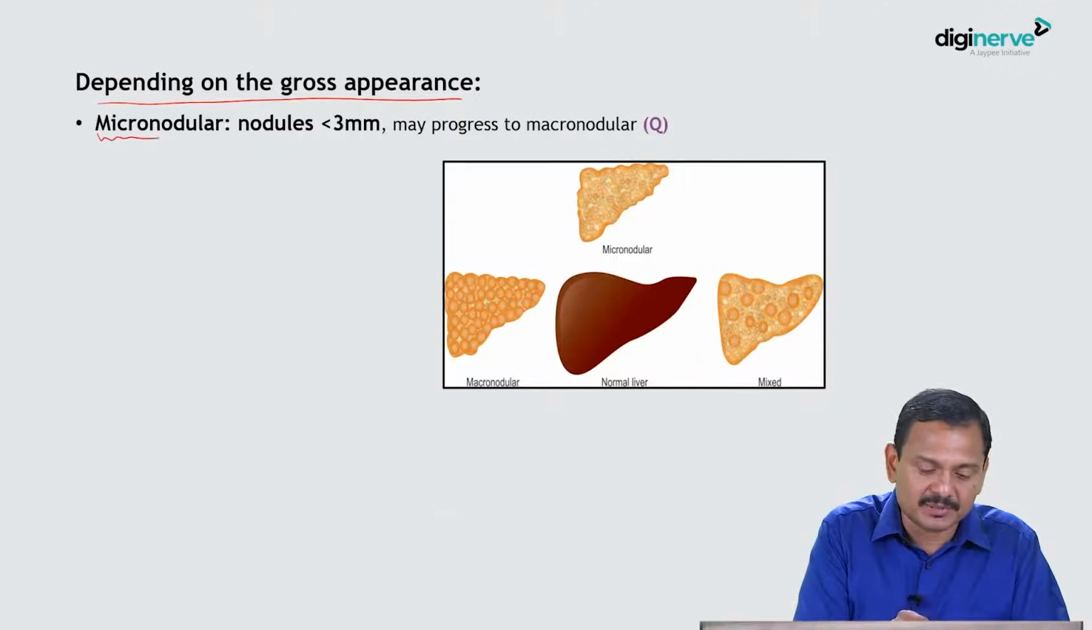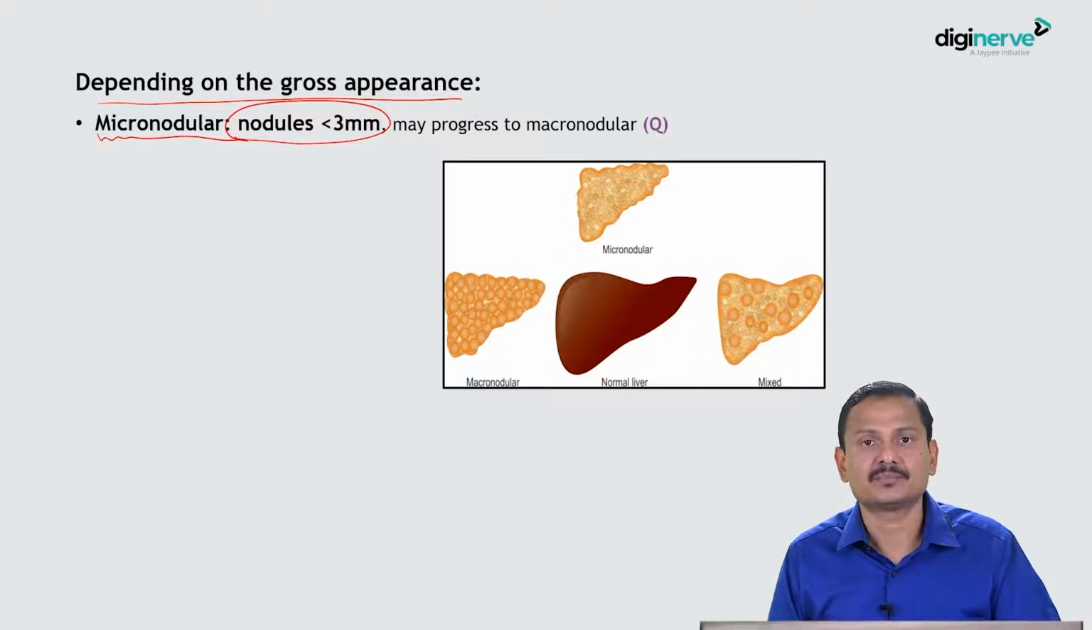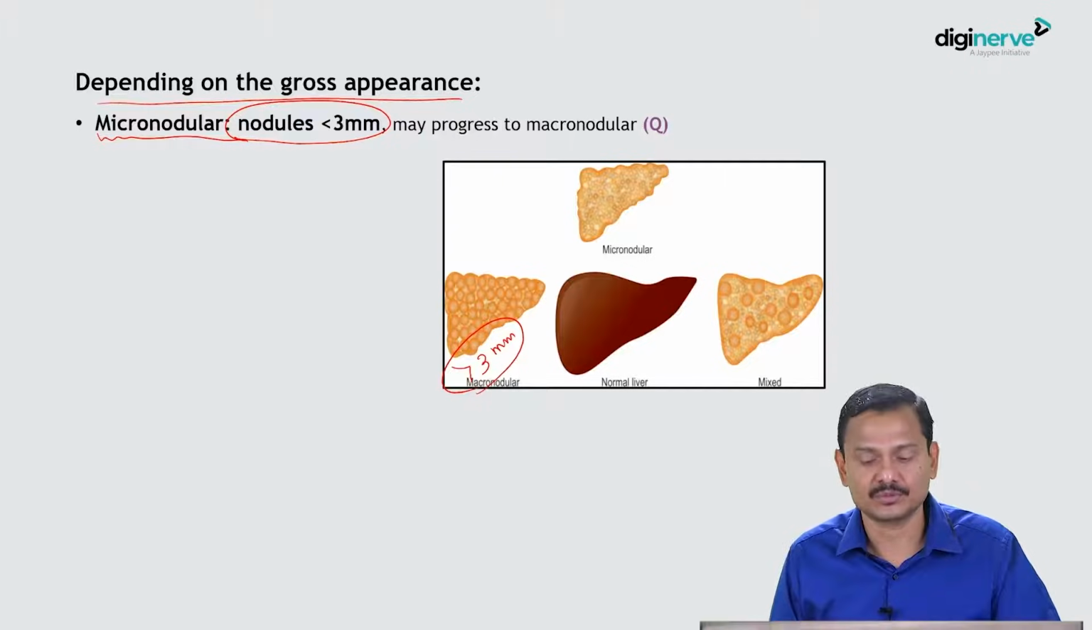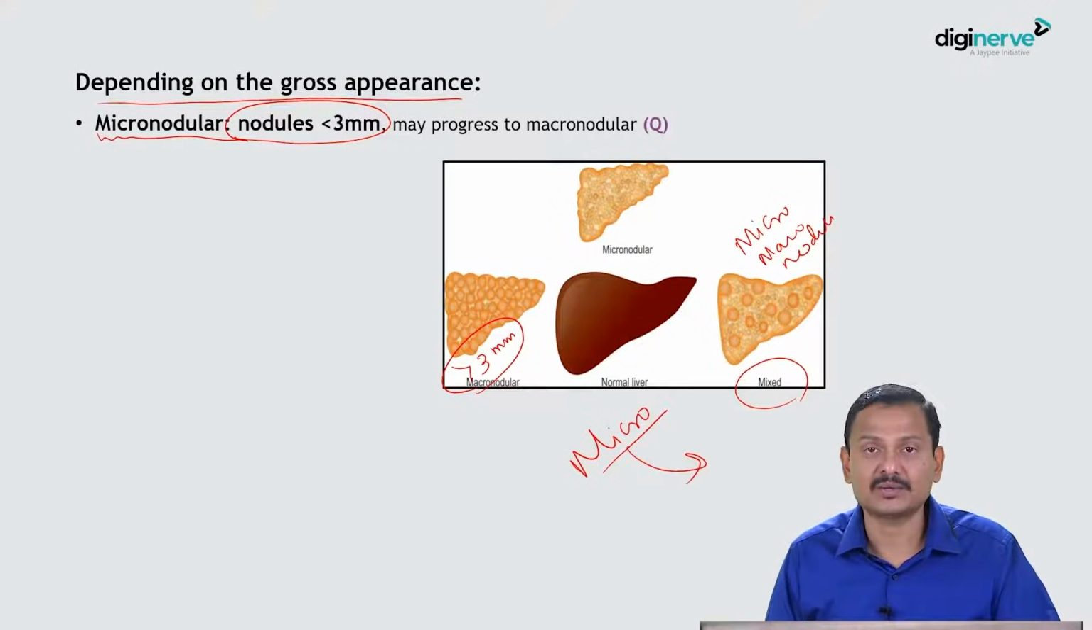Depending on the gross appearance, that was based on etiology, this is based on gross appearance. The liver can be micronodular cirrhosis, where the nodules are less than 3 millimeter. And then there can be a macronodular cirrhosis like here, where the size of nodules is more than 3 millimeter. And then there can also be a mixed, where you have micro as well as macronodular. And mostly how it happens, initially first it will be micronodular, and this micronodular usually progresses to macronodular cirrhosis.